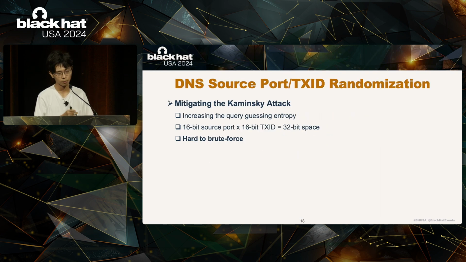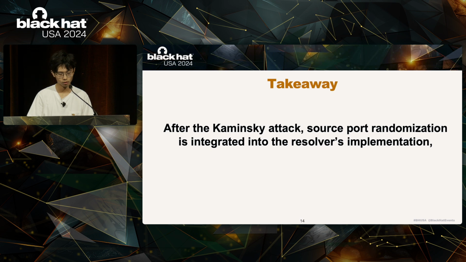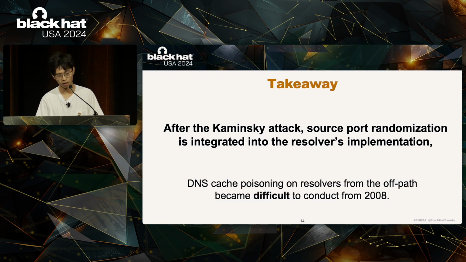To mitigate the Kaminsky attack, source port randomization is added to increase the identification field guessing entropy. Totally, the guessing space is now 32 bits and hard to brute force since there are over 4 billion possibilities. So after the Kaminsky attack, source port randomization is widely adopted, and the cache poisoning seems impossible to conduct.